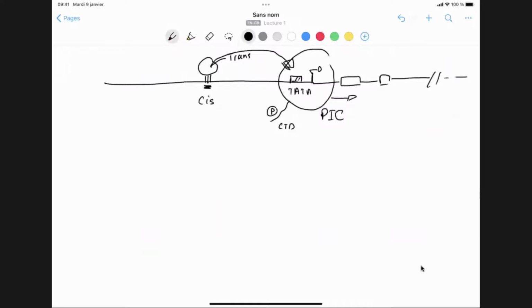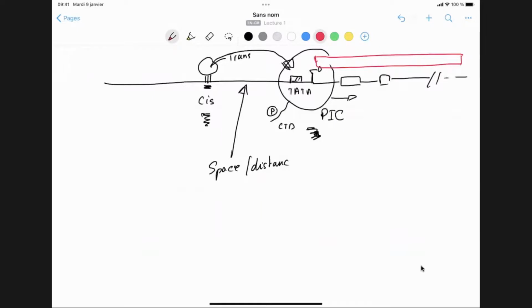So what I want to talk to you about is the distance between the core peak and the cis regulatory element, because it's quite complicated in the coding region. The coding region is everything after the transcription start, because this is the sequence that you are going to find back in the mRNA, in the coding sequence.